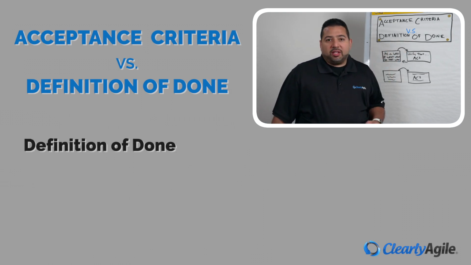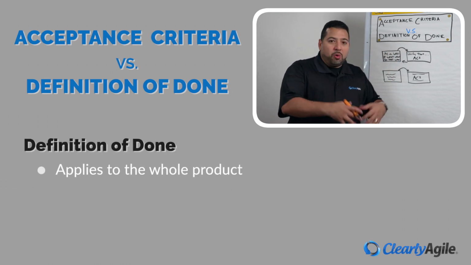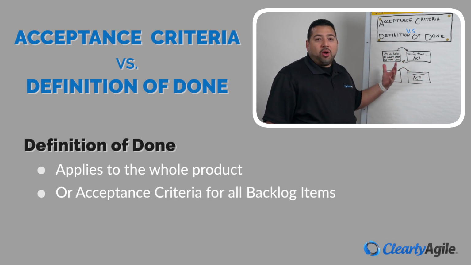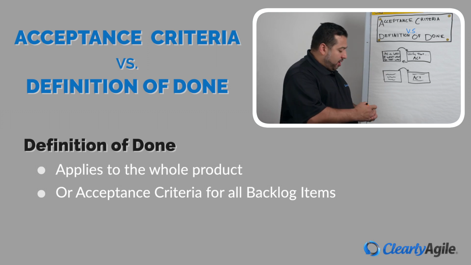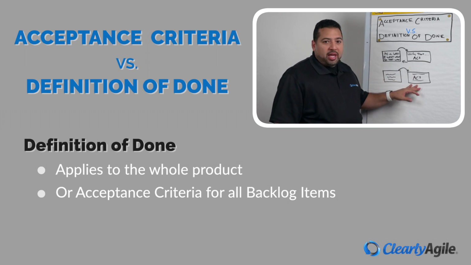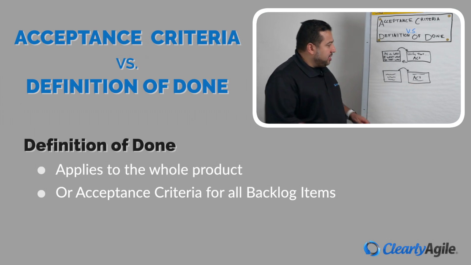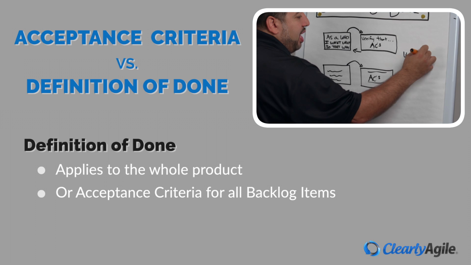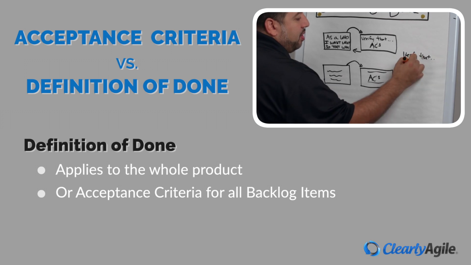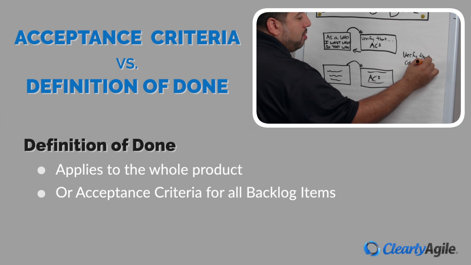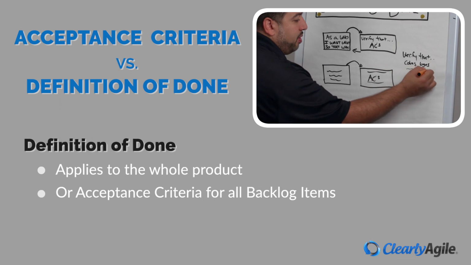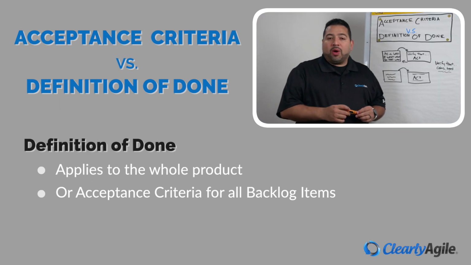Now, definition of done is a little bit different. Definition of done applies to the whole product, or it might also contain acceptance criteria that you would want on all your backlog items. So for example, if all of these backlog items had some type of logo or colors that were needed, we might add an acceptance criteria that says verify that colors and logos all fall within the company branding guidelines. That might be an acceptance criteria we might want to add.